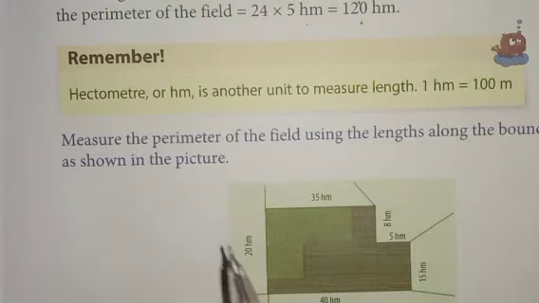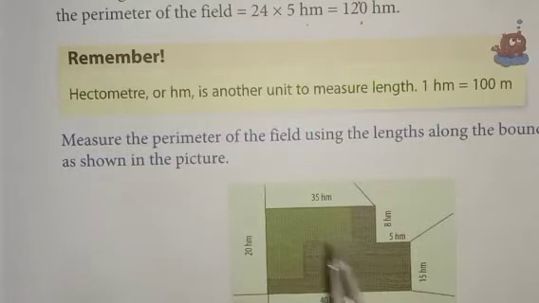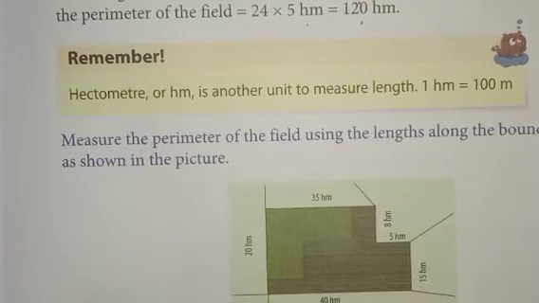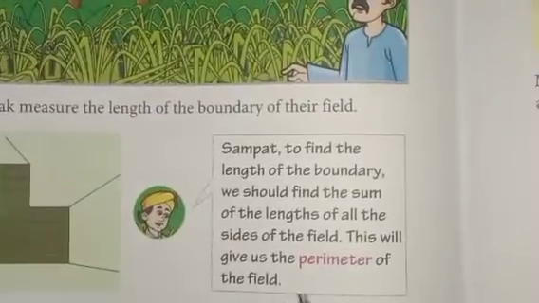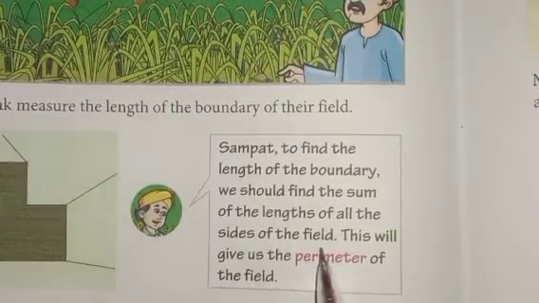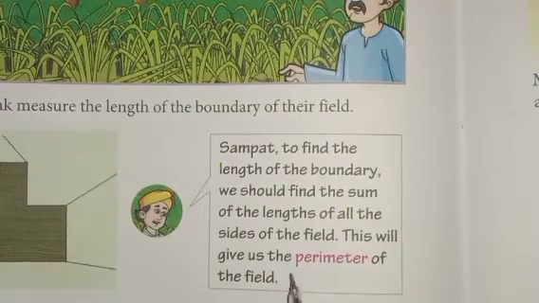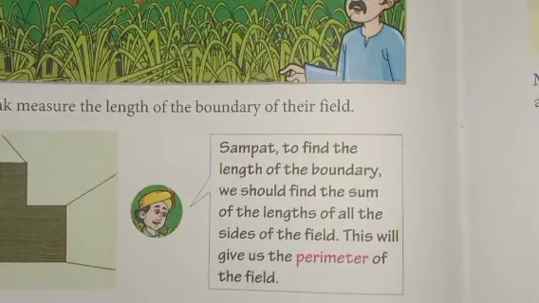We can measure the perimeter of the field using the length along the boundary. That is, you can add 35 plus 8 plus 5 plus 15 plus 40 plus 20. Then you can find out the perimeter of this picture. We should find the sum of the lengths of all the sides of the field. The sum of the lengths of all the sides of the field gives us the perimeter. So you can add the numbers of all these sides.